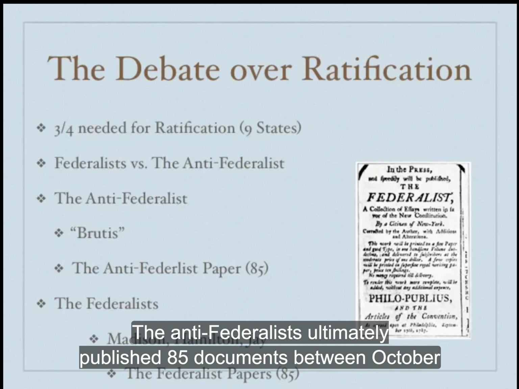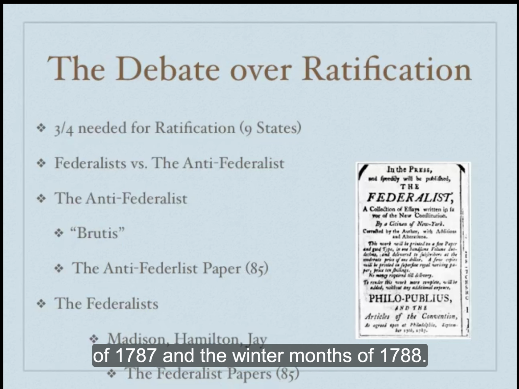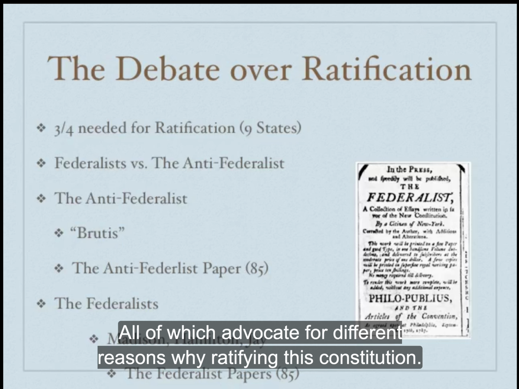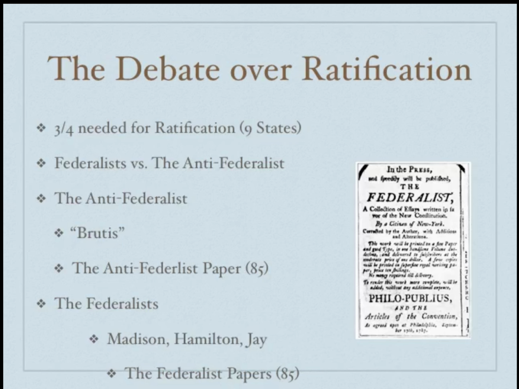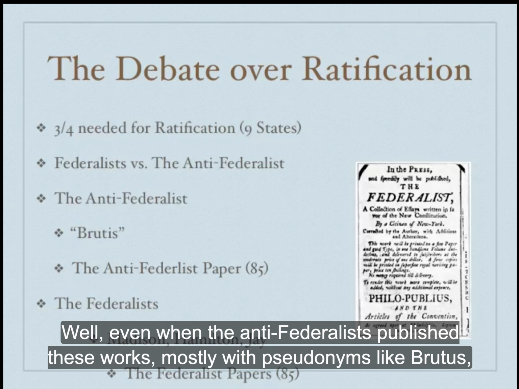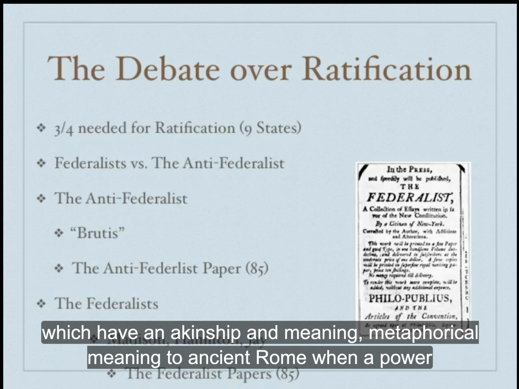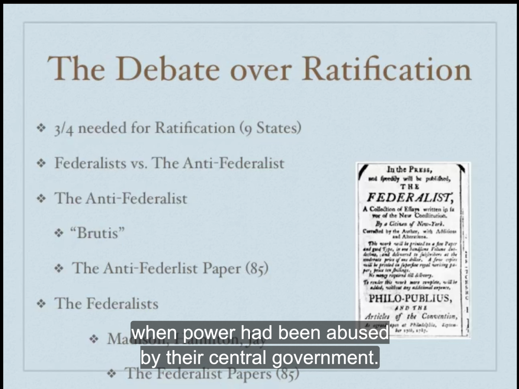The Anti-Federalists ultimately published 85 documents between October of 1787 and the winter months of 1788, all of which advocate for different reasons why ratifying this Constitution, why approving it and creating a federal system of government is a bad idea. Even when the Anti-Federalists published these works, mostly with pseudonyms like Brutus, which have a kinship and metaphorical meaning to ancient Rome when power had been abused by their central government.